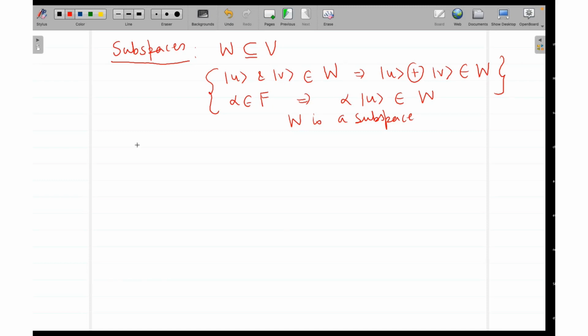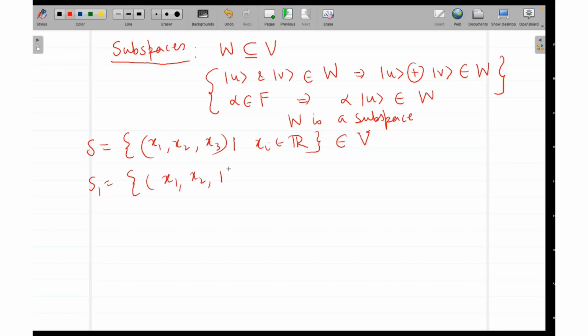So let's just have an example. Remember, this is an example: the collection of R cube, where each element belongs to R cube, under the component-wise addition and usual multiplication by a scalar, this set constitutes a linear vector space. This is what we already see. Now let me consider a set x1, x2, 1.